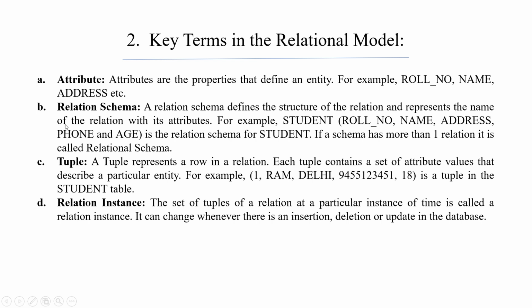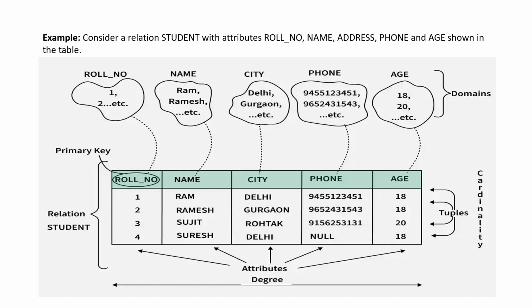Relation instance. The set of tuples in a relation at a particular instance of time is called a relation instance. It can change whenever there is an insertion, deletion, or update in a database. Here it consists of 4 different tuples. This set of tuples is known as a relation instance.